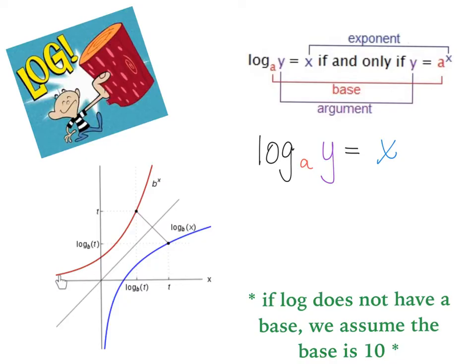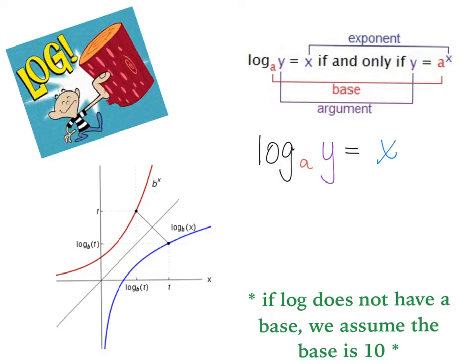So if our exponential function is this red line here, the inverse, remember, is reflected over the line of symmetry of y equals x. The logarithm is going to be this inverse here. The way that we write a logarithm is we would say something like log base a of y equals x, if and only if y equals a to the power of x.